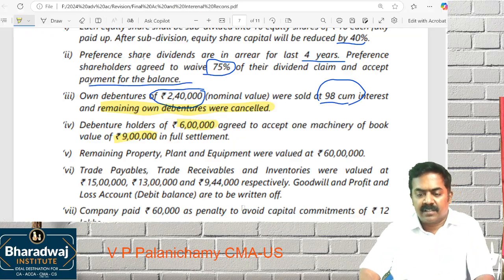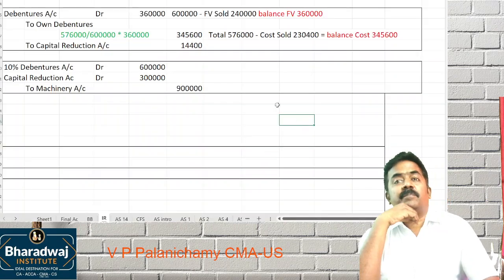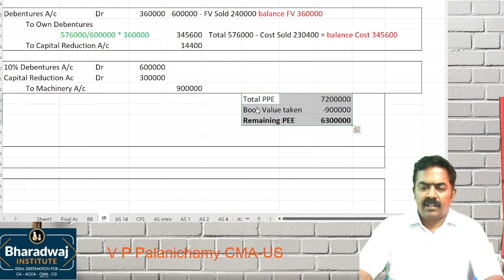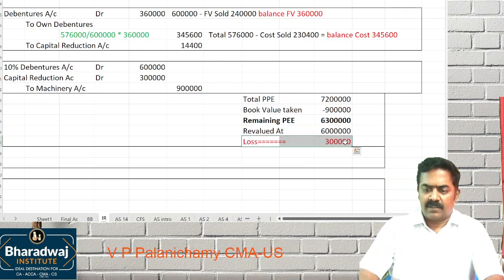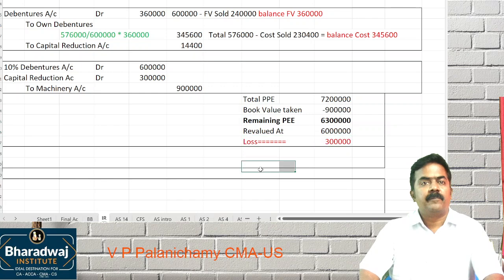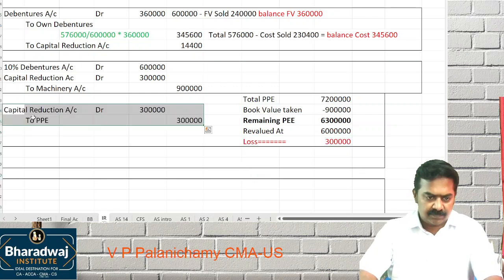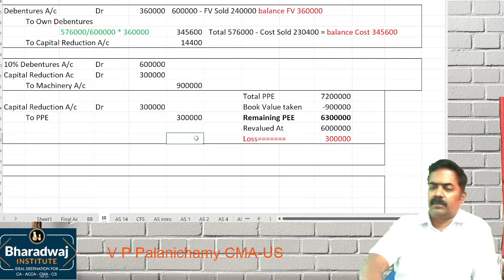What is given next? Remaining plant, property, and equipment is valued at 60 lakhs. What is the value in the balance sheet? How much book value was taken over by debenture holders? So remaining PPE is 63 lakhs. Total minus taken over by debenture holders, the balance PPE is revalued at 60 lakhs. Means it's a loss or gain? Loss. You will adjust in which account? Capital reduction account debit, and a loss to PPE 3 lakhs.